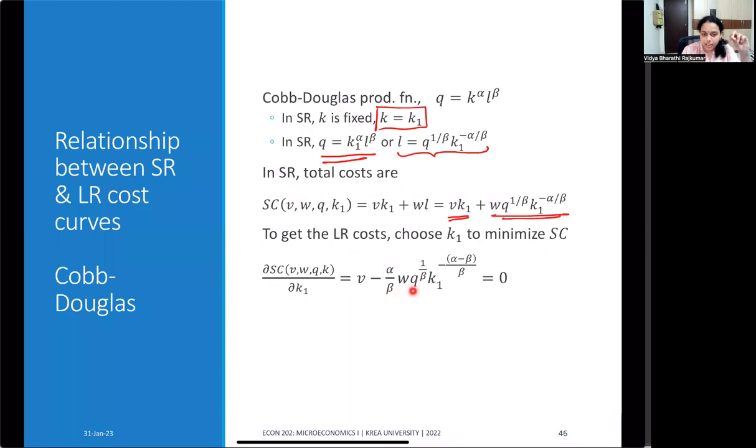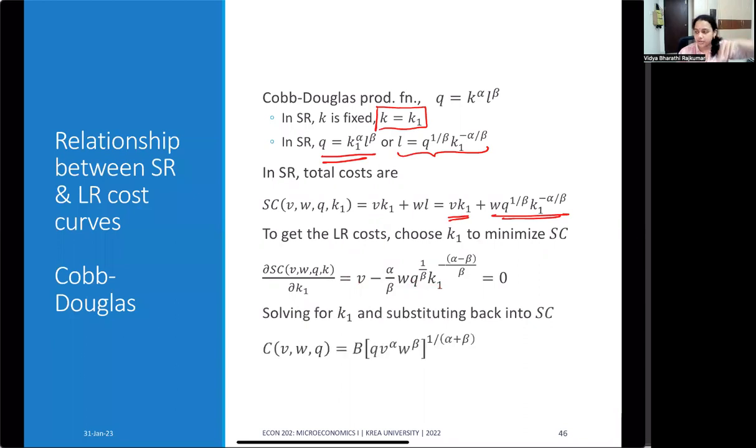So for whatever level of output you decide, you can find K1 that optimizes my short-run costs. And once I know that K1, if I just plug this back into my actual cost function, the result that I get is my long-run cost function. So this is how, whenever you're given a short-run production function and cost function, you can go back and recover your long-run cost functions.